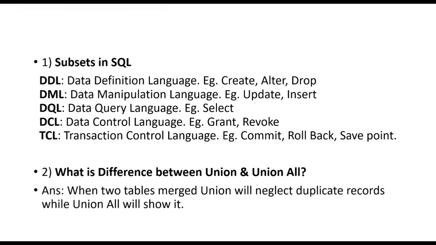So see, there are 5 types of subsets in SQL: DDL, DML, DQL, DCL, and TCL. While answering this question, first tell that there are 5 types, and the first is DDL. Then expand it: DDL stands for data definition language. In that, create, alter, drop. These SQL functions are like creating a table or dropping a table.